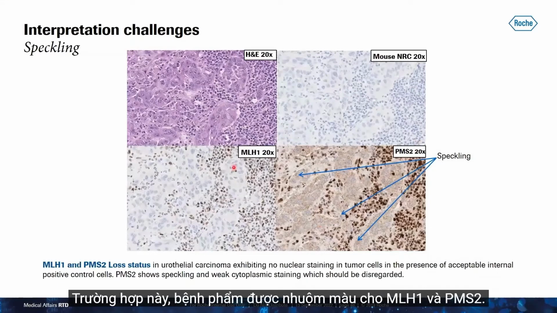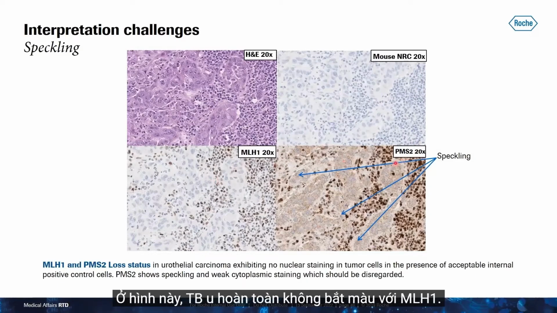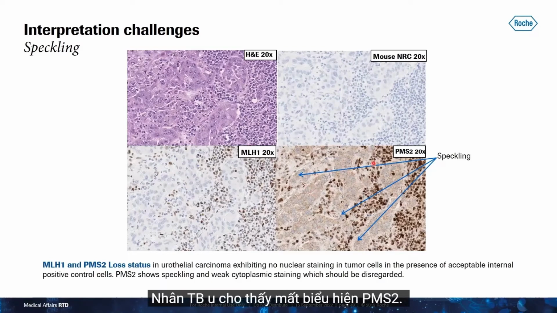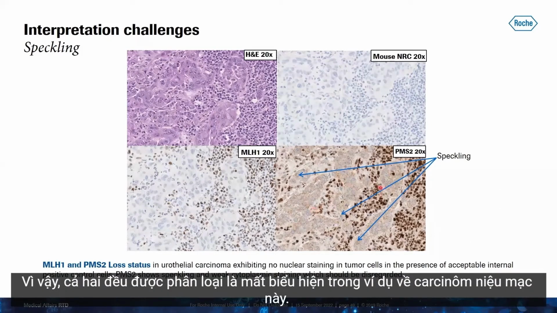Here, the specimen was stained for MLH1 and PMS2 in the images. MLH1 showing very clean, absent staining by the tumor cells. PMS2, on the other hand, has speckling as an aberrant staining pattern in the cytoplasm. So the speckling is ignored. The tumor nuclei of PMS2 is still showing loss of protein expression. So both are categorized as loss status in this example of urothelial carcinoma.